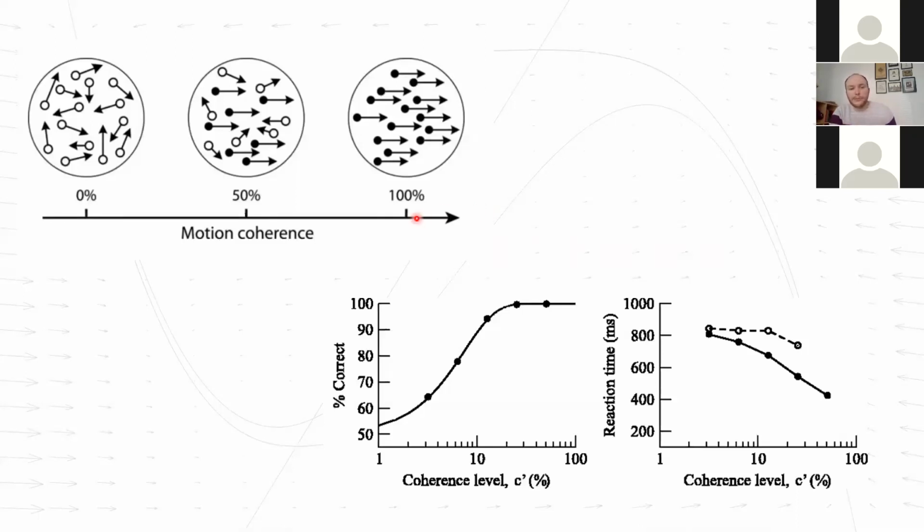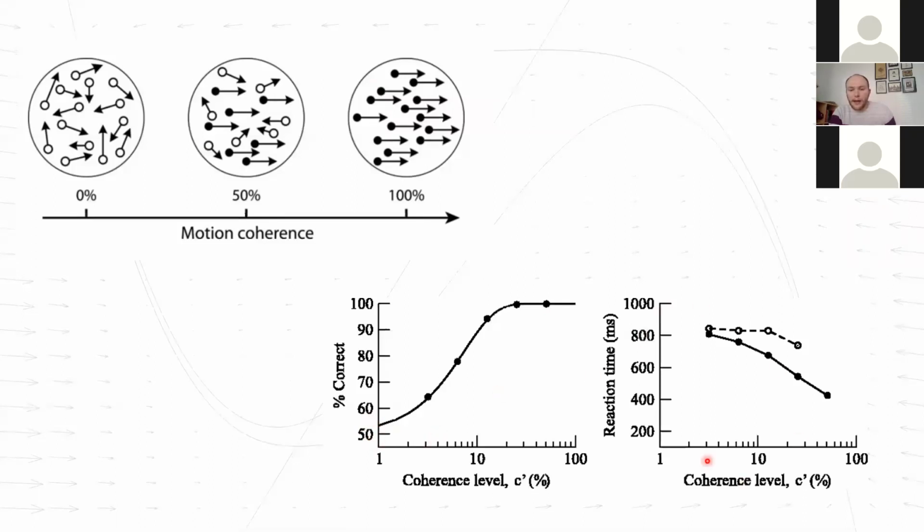If we have 100% coherence, all the dots will be moving coherently in one direction. If you've got 50% coherence, half of the dots are moving one way and half of them are moving randomly. And if you've got 0%, they're all moving randomly. The type of behavioral data you might choose to model here is the percentage of trials which are correct. If I have 100% coherence, we usually get it right every single time, whereas if we've only got 1% coherence, it's nearly a 50-50 chance.